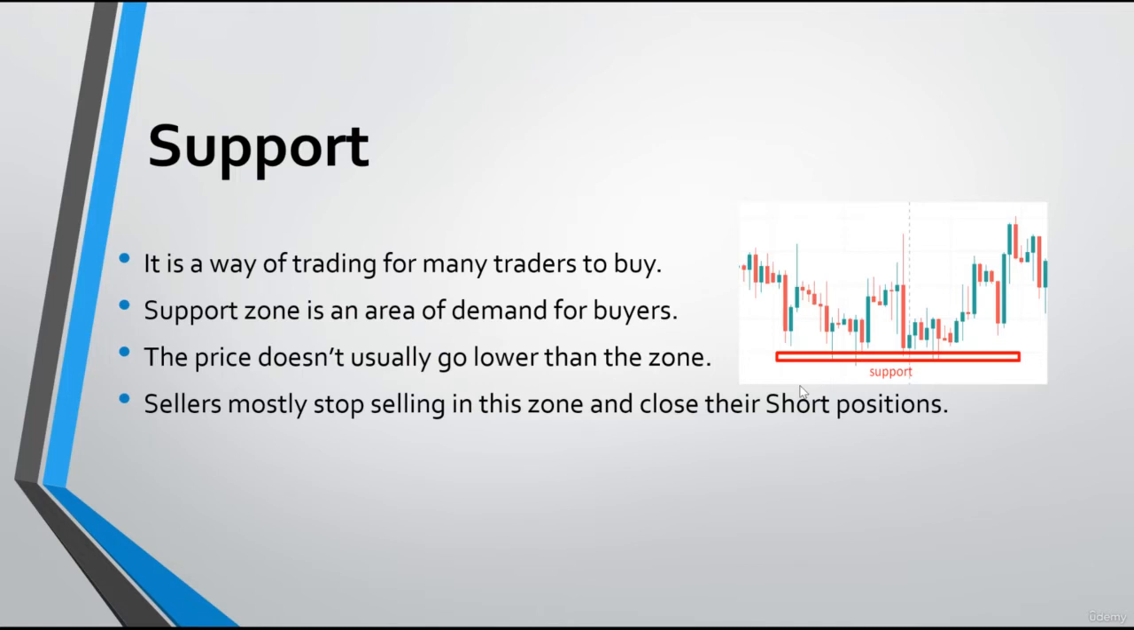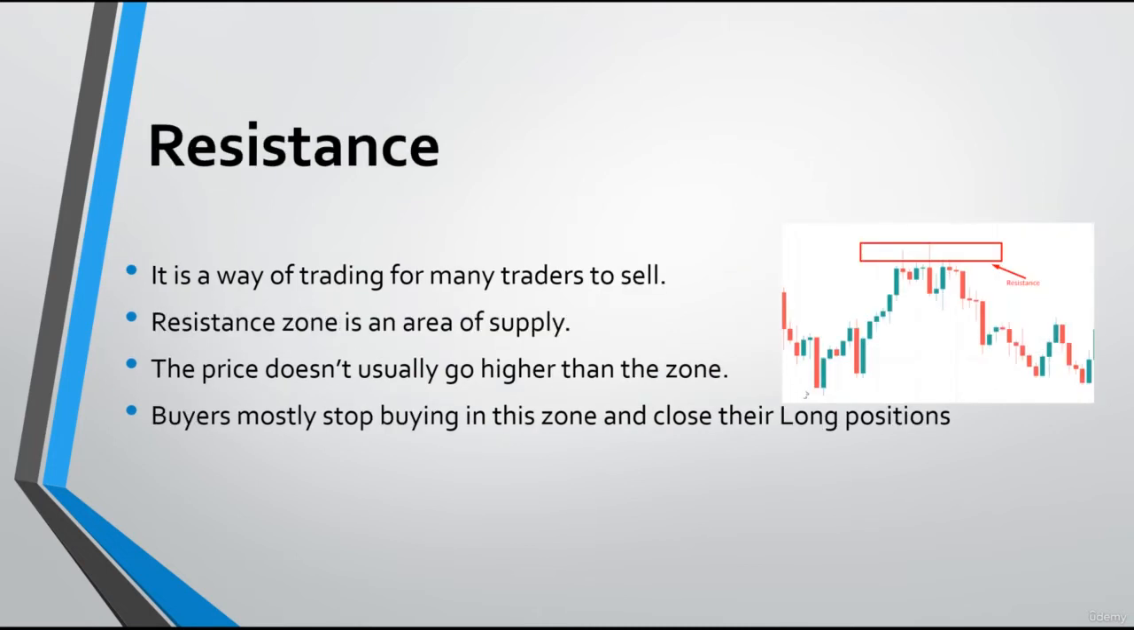Now I would like to talk about the other zone, which is called resistance. As can be seen in the PowerPoint slide, again it is a way of trading for traders to sell. Many traders click on sell, and they have pending orders on this zone. I'm going to explain how you can put pending orders in the following videos. But here you should know that the resistance zone is an area of supply for sellers.